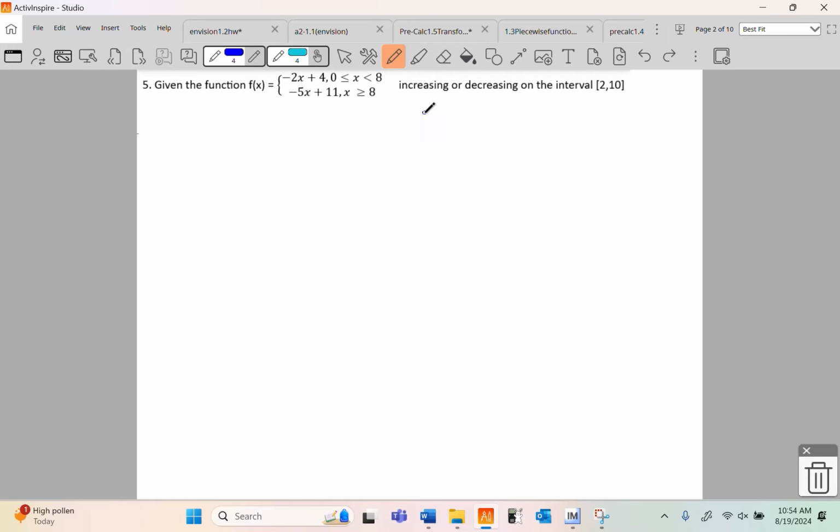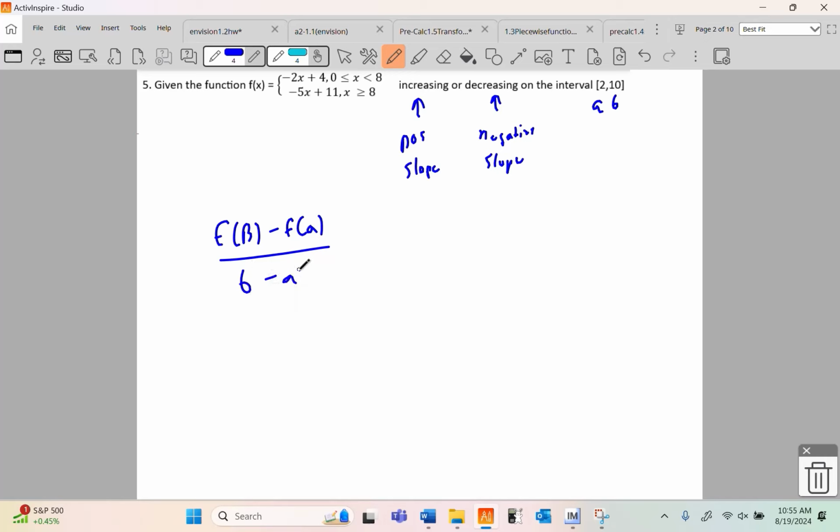So increasing would be positive slope, and decreasing would be negative slope. I wish I had better handwriting and was not so impatient. So here's where we get A, and here's where we get B. We're going to use our formula, f of B minus f of A, over B minus A. And I'm going to plug in a 10, and it's going to have to go into this equation because x is greater than or equal to 8.